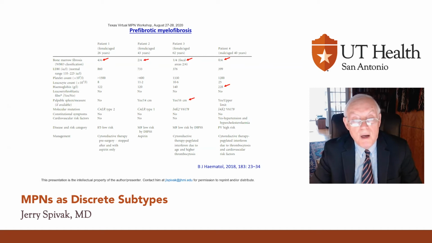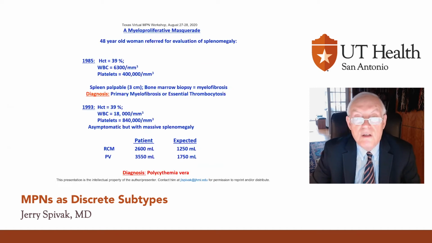This is not prefibrotic myelofibrosis, this is polycythemia vera. And here's a patient of mine that was sent to me in 1993. She was thought of in 1985 to have either PMF or ET. When she came to see me, she was not anemic. She had increased blood counts, but she had massive splenomegaly. She couldn't have primary myelofibrosis, and indeed, she had PV.